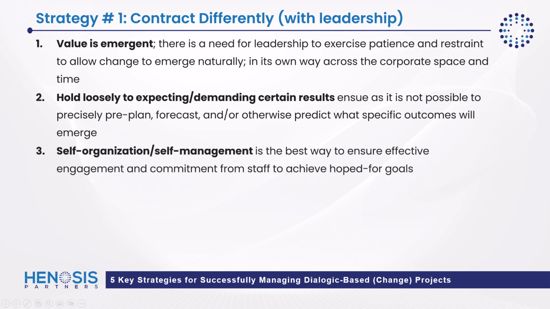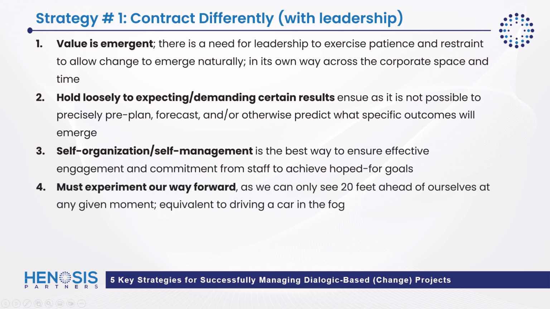Further, you'll need to explain that self-organization and self-management of innovation teams is the best way to ensure effective engagement and commitment from all staff to achieve hoped-for goals. You will need to explain the need to experiment our way forward, as with dialogic-based change and addressing complex adaptive challenges, we can only see 20 feet ahead of ourselves at any given moment. It's the equivalent to driving a car in the fog.